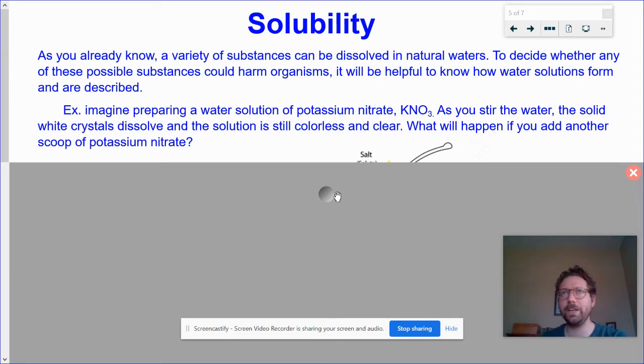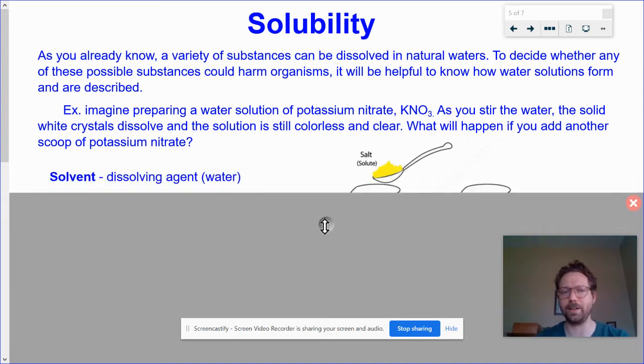Well, you might not know unless you try it, right? You have to put in a little bit more. There are two answers that could be correct. One answer could be that you actually dissolve more. So the more you add, the more it dissolves. Another answer might be that it gets to a point where the water in the solution can no longer dissolve that potassium nitrate. In that case, you've hit what's called the saturation point, and you can no longer dissolve any more of that solid.